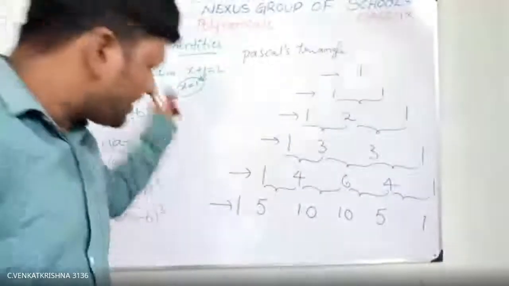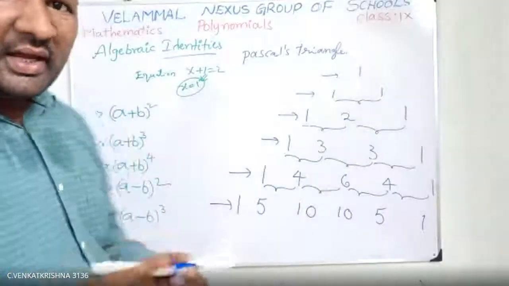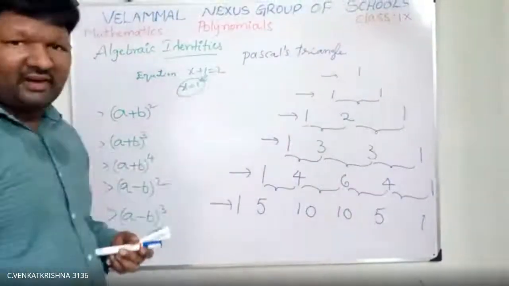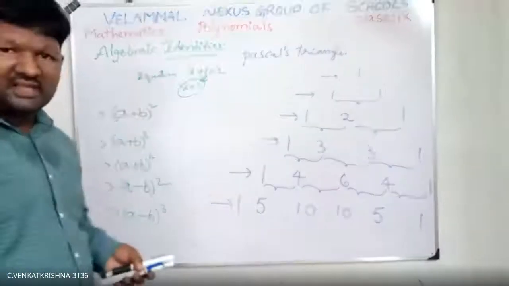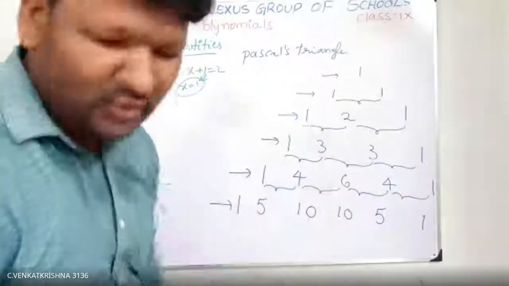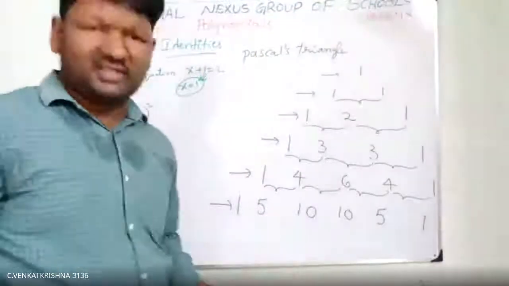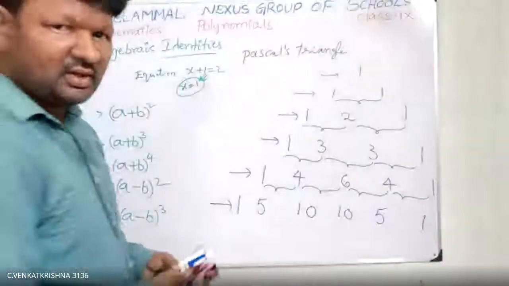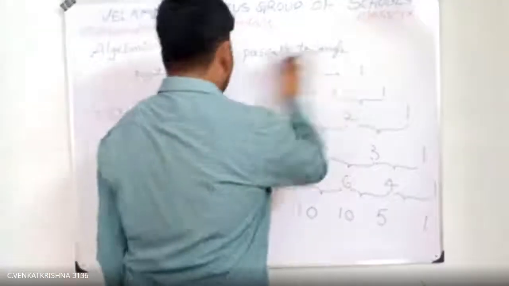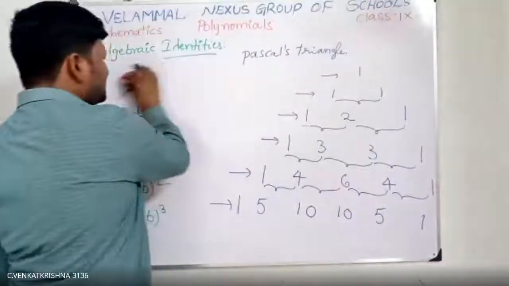The same way we can write many terms. By using this Pascal triangle, how to write these formulas, I will explain now. Sir, can we take these numbers to infinite, sir? Infinitely we can write. Now, here I will explain how to write these formulas by using this Pascal triangle.